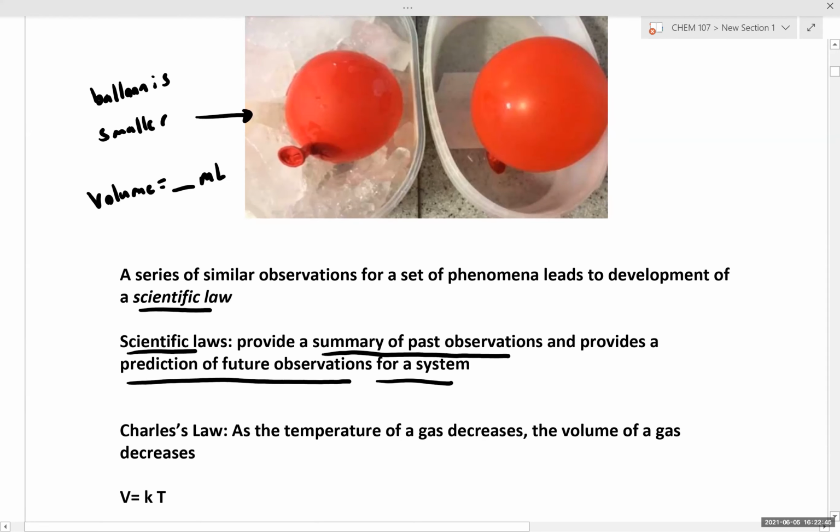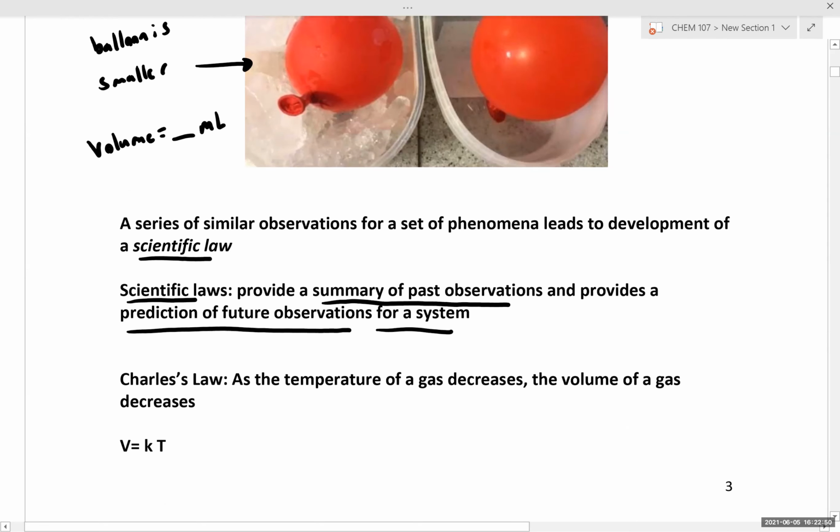An example of this applied to our balloon example is Charles' law, which states quite simply, as the temperature of a gas decreases, the volume of a gas decreases. Now, we haven't really explained why this is happening. What we're doing is we're summarizing all of the observations that we've collected. And from this scientific law, we can predict what happens if we change the temperature of a gas, what will happen to its volume. So a scientific law has a very large amount of predictive power.